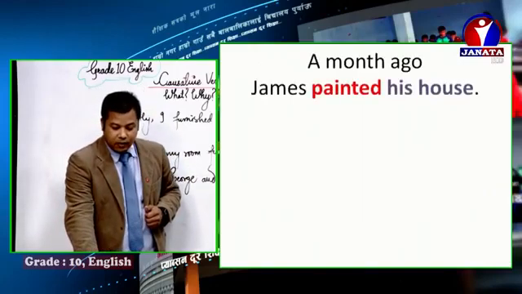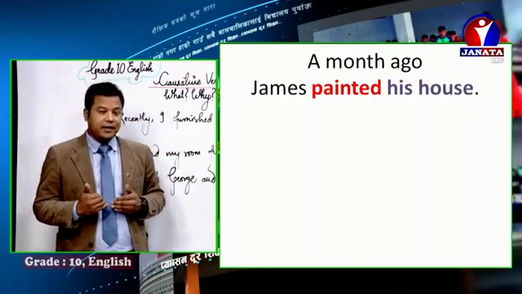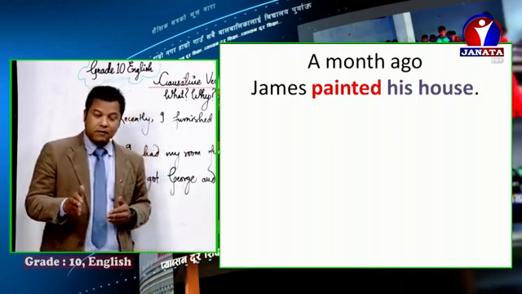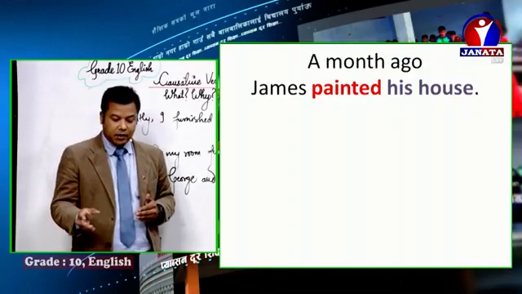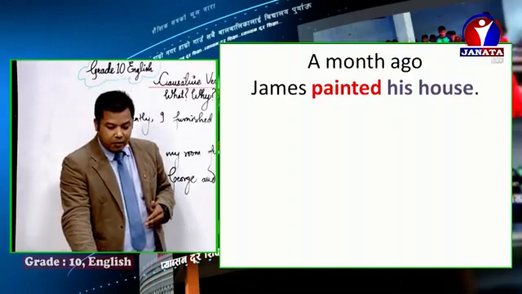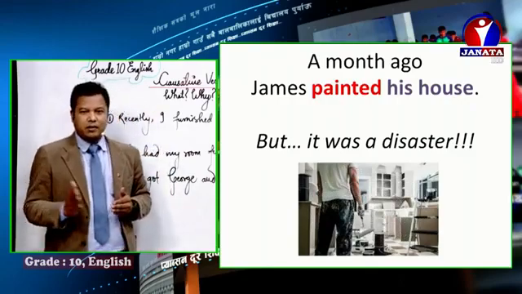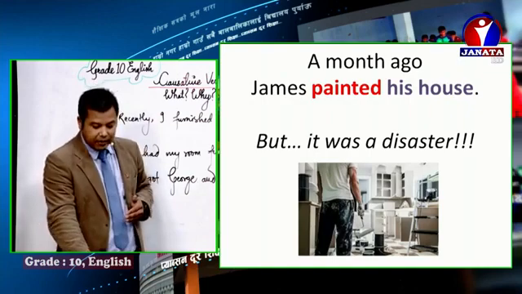See here, one example. A month ago, James painted his house. When I say this, James is a subject, you know it. Painted is a verb in past tense. And object is his house. A basic concept. James painted his house. But what happened? It was a disaster. He was not a good painter on his own, and this was a bad job that he did.